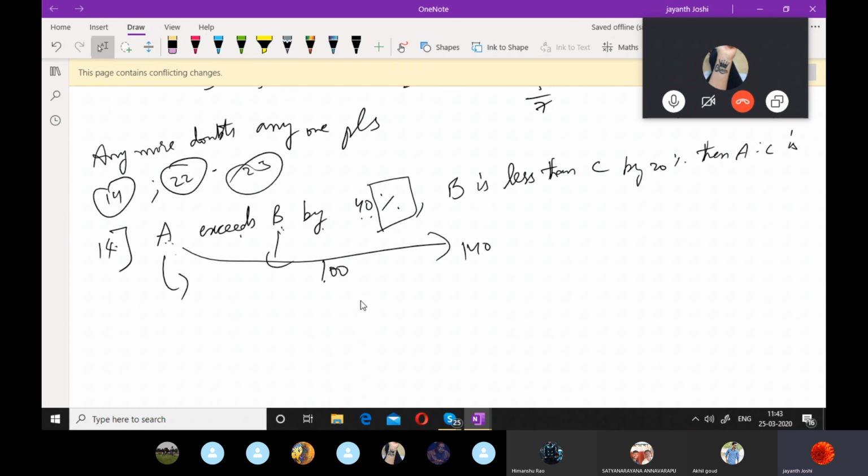So now, A exceeds B by 40%. They're asking A is to C now. A by B, A is to B is equal to 140 by 100. So it is 7 by 5.